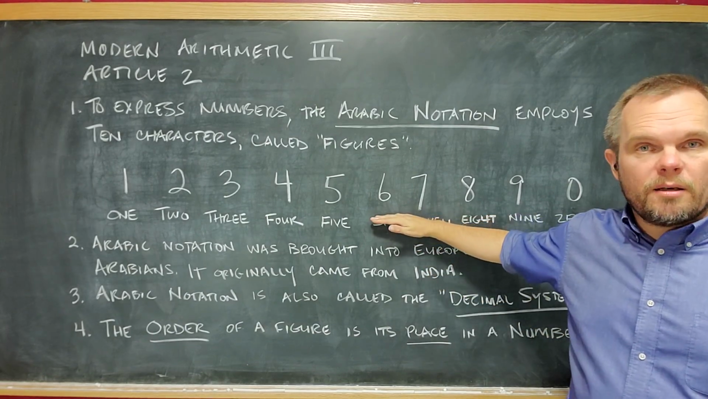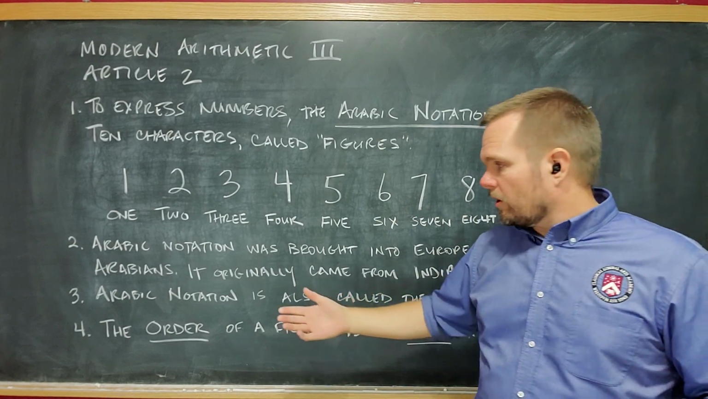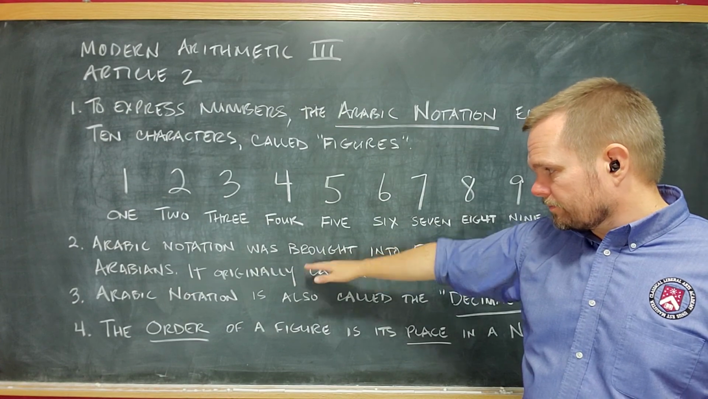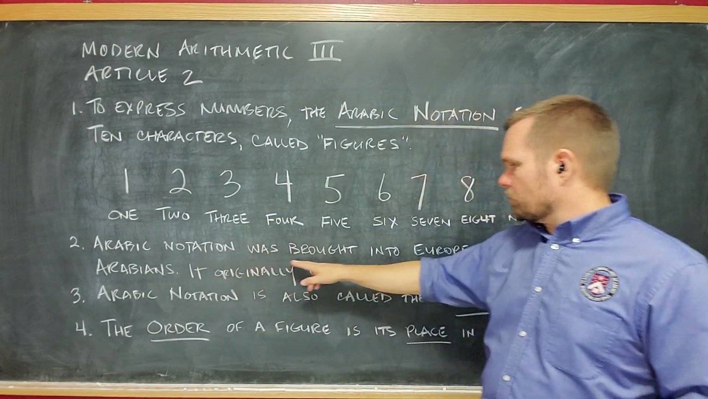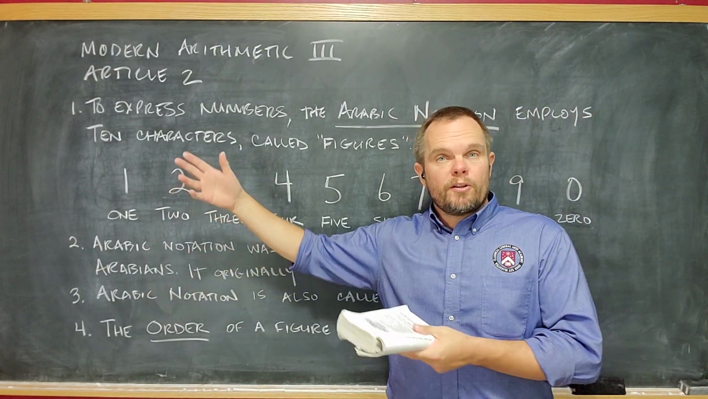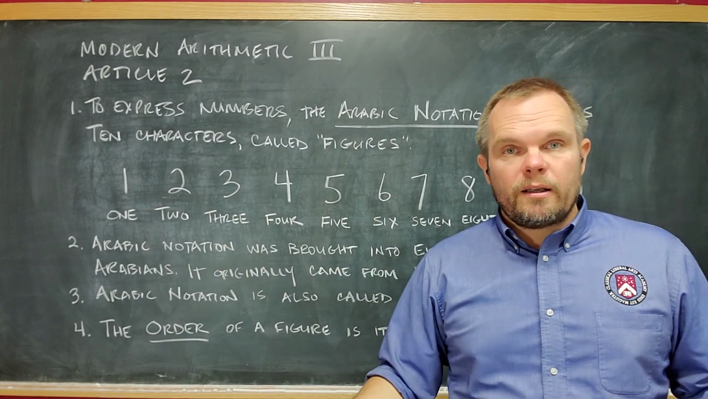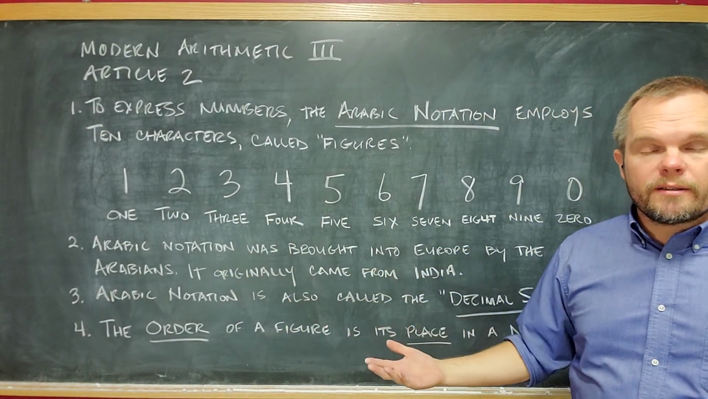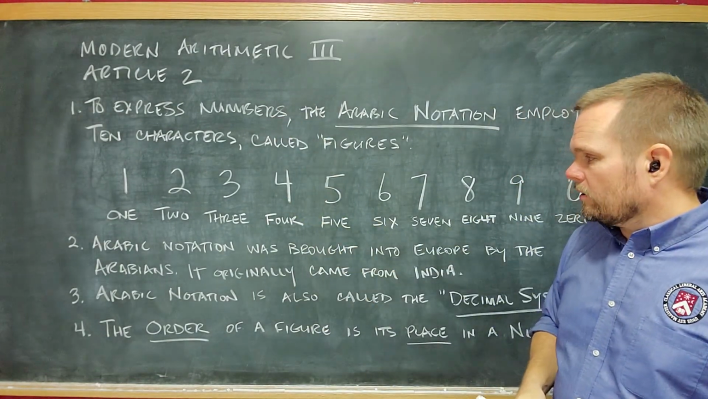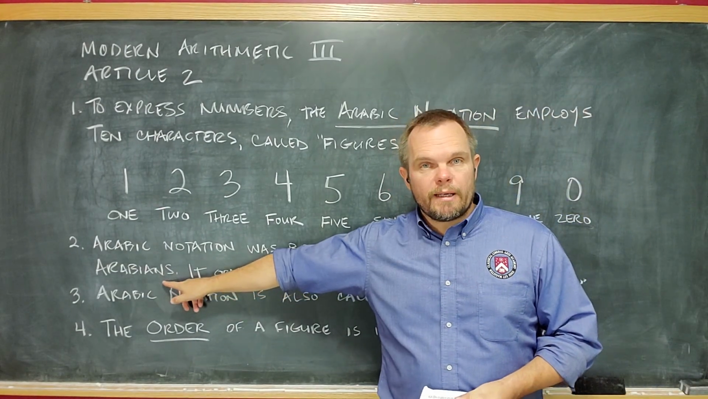Well, we see these numbers all the time, but these numbers came to us from ancient peoples who invented them. It says here in Rule 2, Arabic notation was brought into Europe by the Arabians. Now, the Europeans, the people of Europe, settled America, and our country was started and designed by Europeans. But those Europeans, they learned these numbers from other people who are called Arabians.